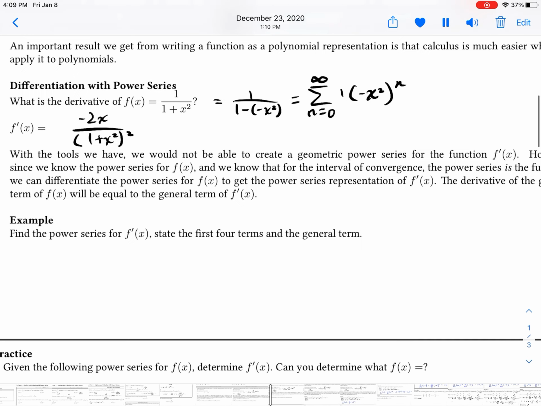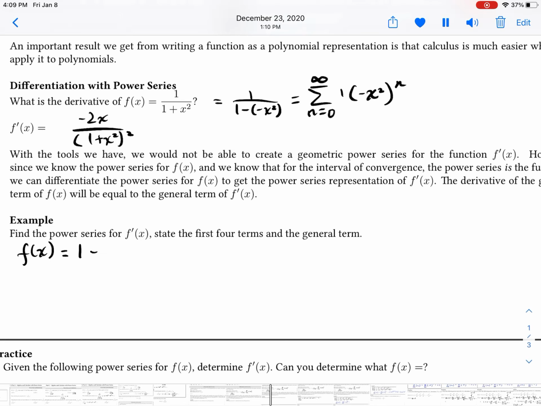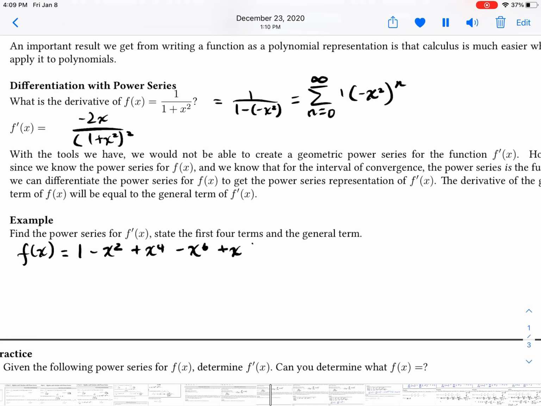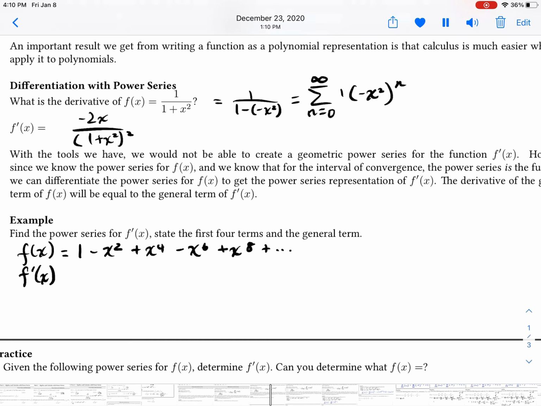So let's look at the power series of f of x. Let's actually just write out the terms. So f of x here would be equal to the following. Our first term is 1, and then our next term is x squared, plus x to the 4th, minus x to the 6th, plus x to the 8th, and this would just continue, okay? Now, if I wanted to try to come up with a power series for f prime of x just by looking at this function, we don't have the tools right now to be able to do that.